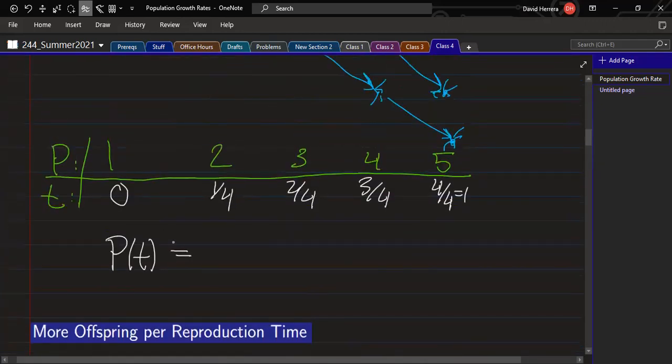For this case, p of t is 1. We start off at 1. And then the speed that we're increasing at is actually 4 times the speed that it was before. And one way to see this is, okay, what's the change of p over change in t?